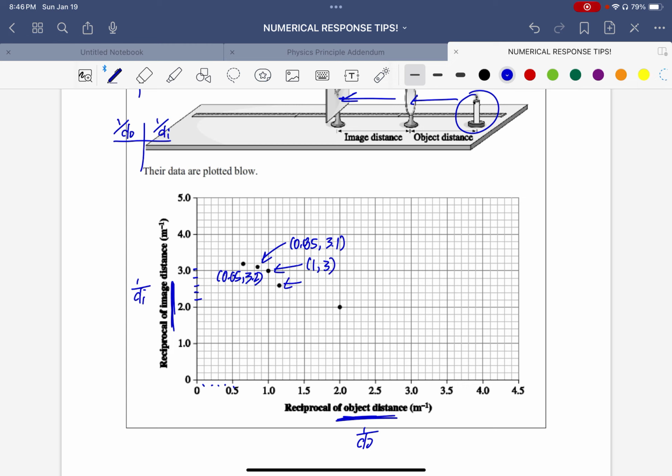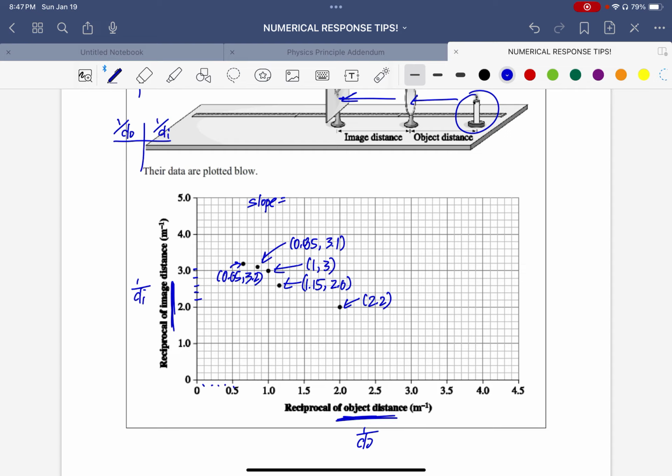The fourth one, the coordinates would be 1.15 and 2.6. Make sure you can get these coordinates. And this one would have coordinates of 2 and 2. We don't even need to draw the trend line on this. We can just punch these numbers into our calculator, that stat edit 1, stat calc 4 function, and that will spit out for us the slope of the graph.